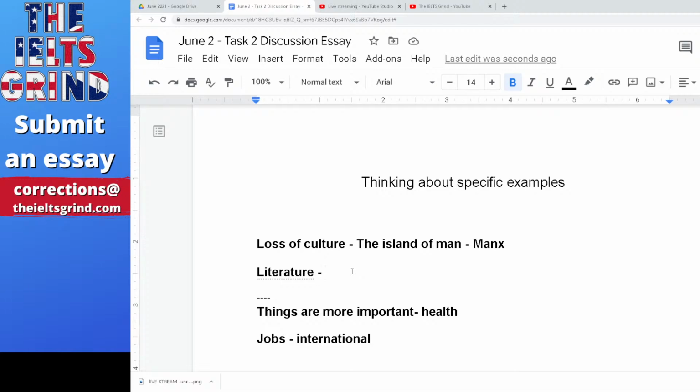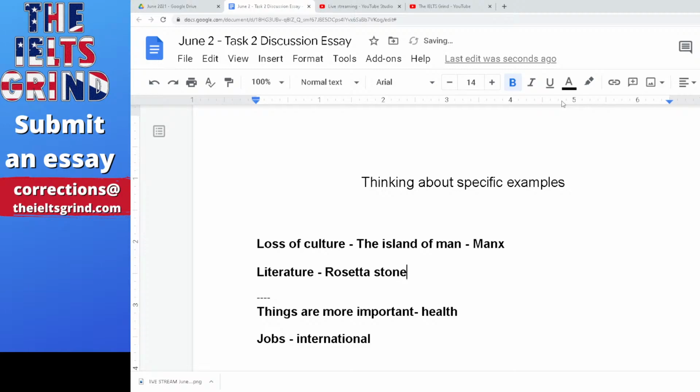Is there an example we could think of for that? I can think of one, but I wonder if you will come up with the idea in the chat. What do you think? A specific example of when there was loss of language and it meant we lost literature in some way, or the ability to read certain books. Any ideas? I can think of something connected. I don't know. It's called Rosetta Stone.